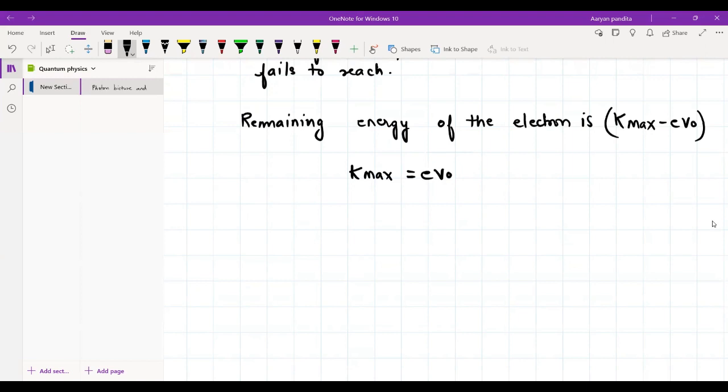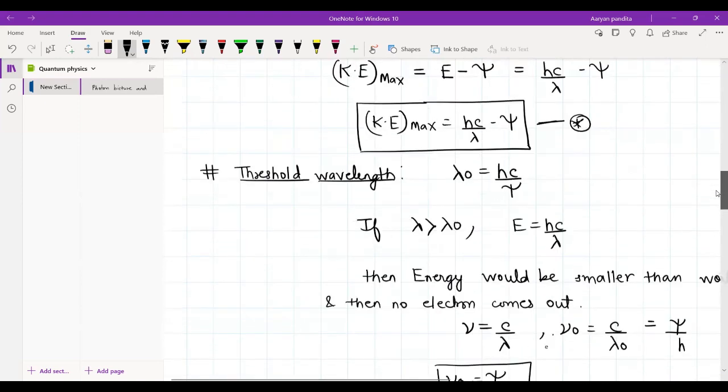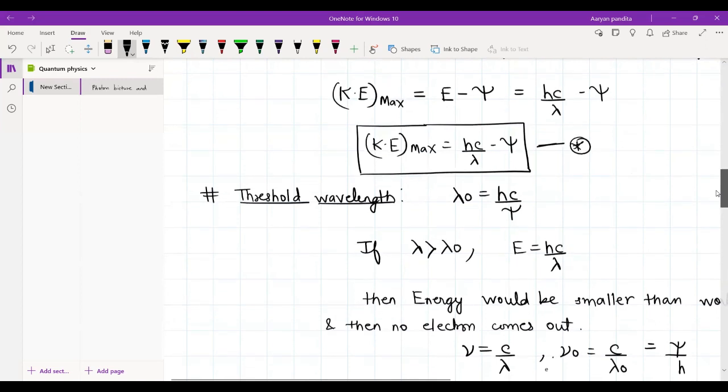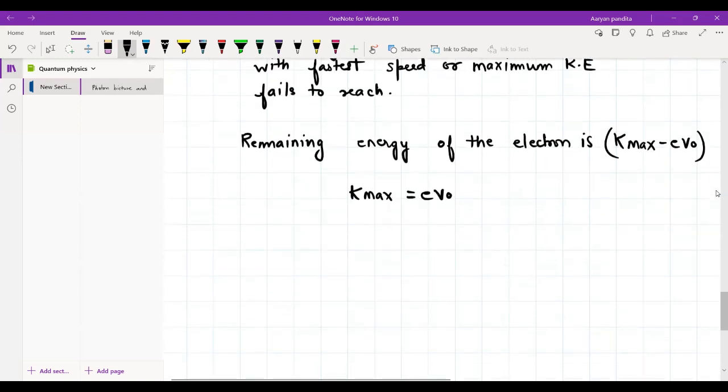Now we know the expression for this maximum kinetic energy. We just derived it in our previous lecture. The expression for maximum kinetic energy is hc by lambda minus psi. This is equal to eV naught, and by the way, this V naught is exactly equal to the stopping potential. This maximum kinetic energy must be equal to eV naught. This eV naught is the potential energy, where V naught is the stopping potential.